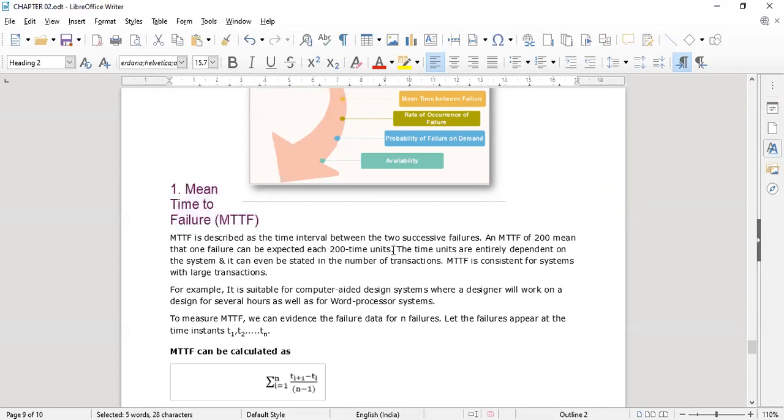Suppose there are 200 transactions. At that time, an MTTF of 200 means that one failure will arise within these 200 transactions. So the time units depend entirely on the system, and it can even be stated in the number of transactions.